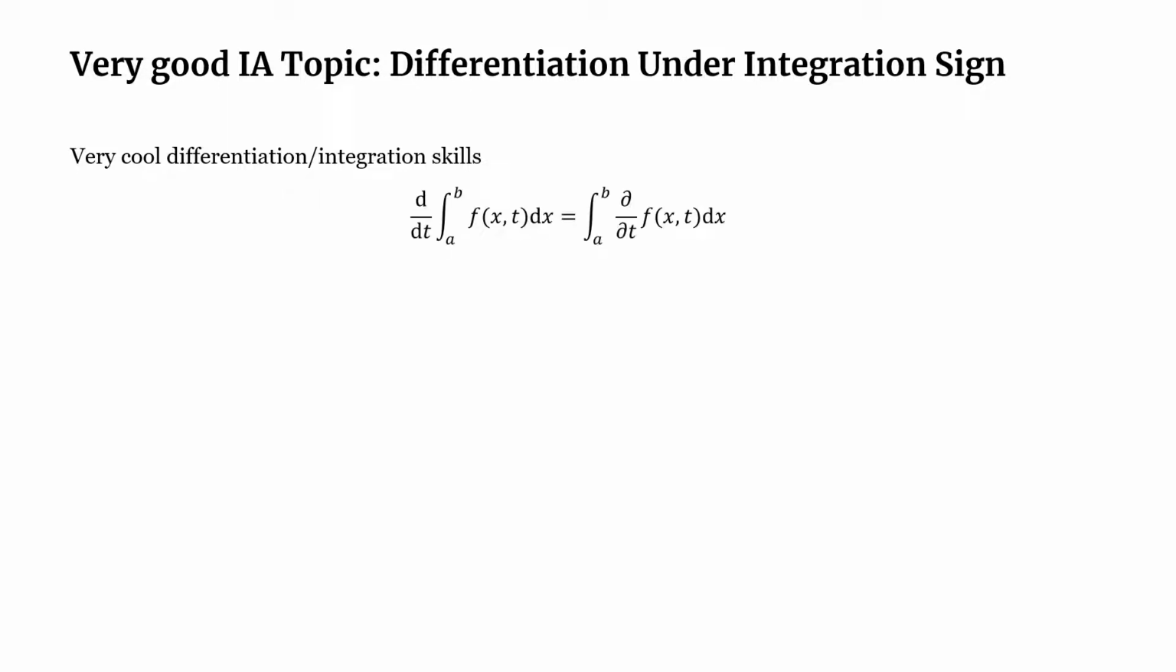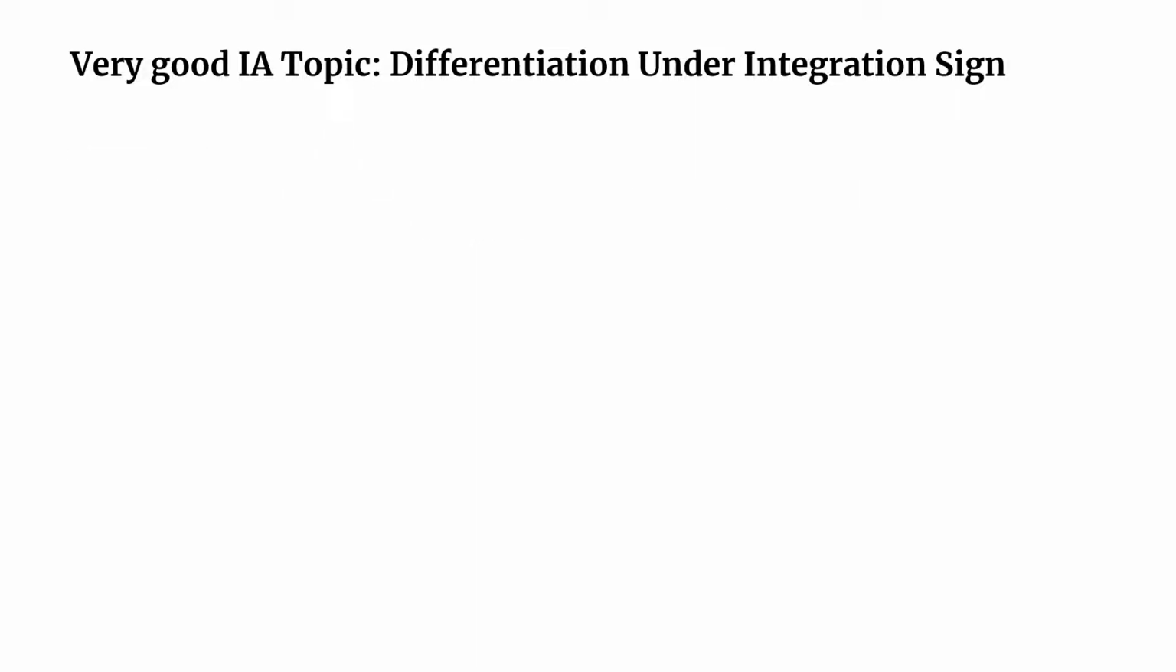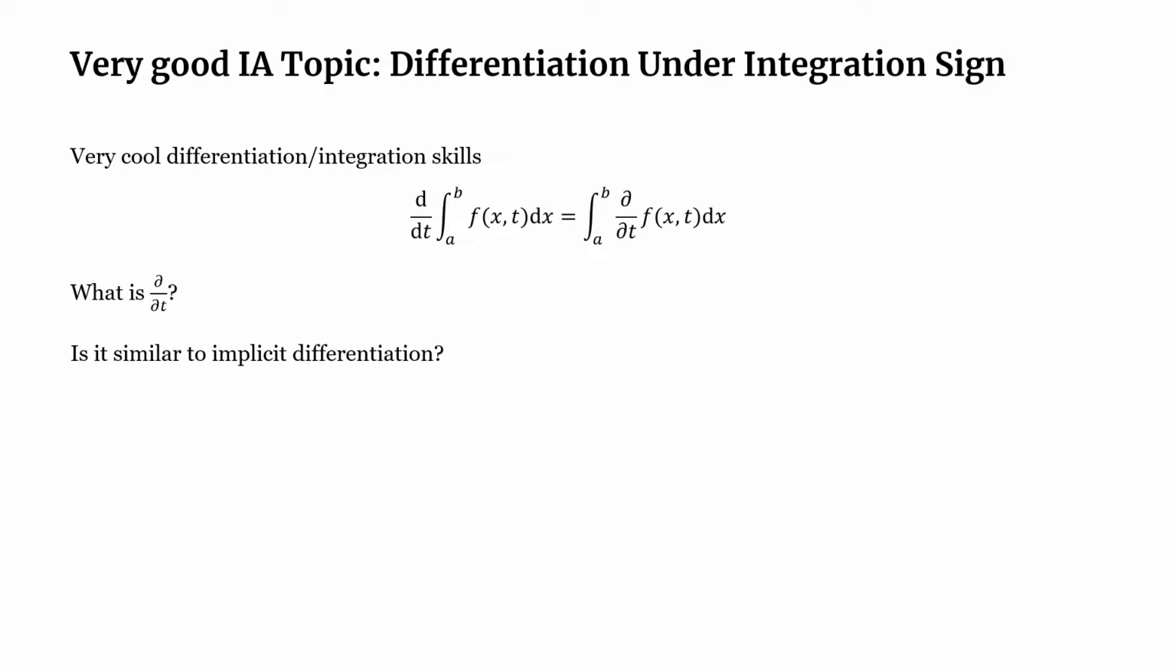I want you to be aware that we are working on differentiation on top of the integral, where we can actually take those derivatives inside the integral, but somehow it becomes a partial derivative. And if you ask me what the partial derivative is, we can have a discussion of the partial derivative compared to the implicit differentiation. So what is a partial derivative? Is it similar to the implicit differentiation? It's sort of a discussion we can have.